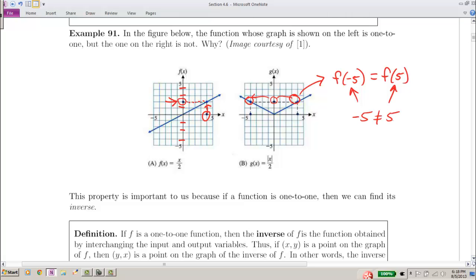And that's basically what clinches it for us. Whenever there's a function, if you can pick two different numbers, two different inputs that map to the same output, then that function is not one-to-one. If every input maps to a different output, like we see happening here on the left, then that function is one-to-one or injective.